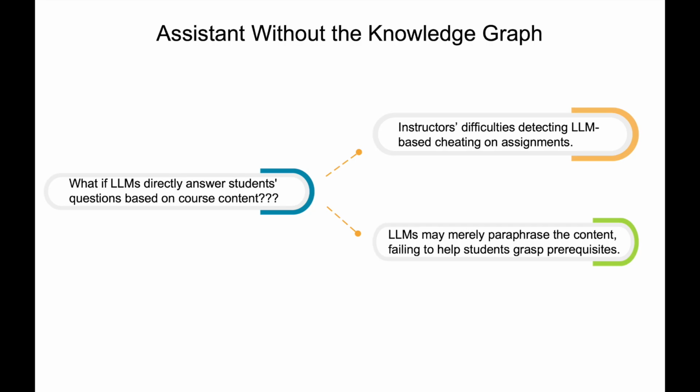LLMs directly answering students' questions based on course content without using such a knowledge graph may pose two problems. They may facilitate cheating on assignments, which would be challenging for instructors to detect as the answers would be completely based on the course content. If asked to explain a textbook paragraph, LLMs may merely paraphrase the content, failing to help students grasp prerequisite topics from previous chapters necessary for understanding the current concept.